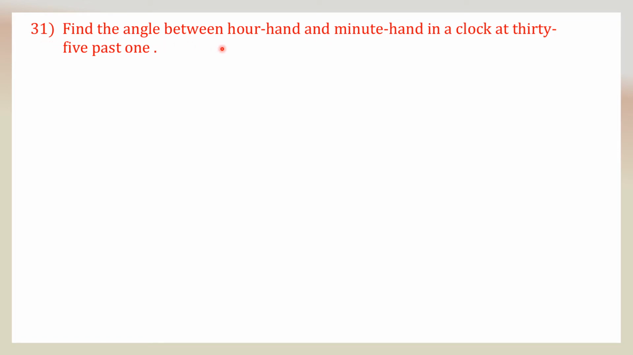Example number 31. Find the angle between hour hand and minute hand in a clock at 35 past 1. Means 1 hour and 35 minutes. Find the angle.